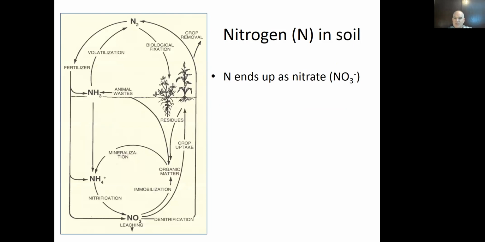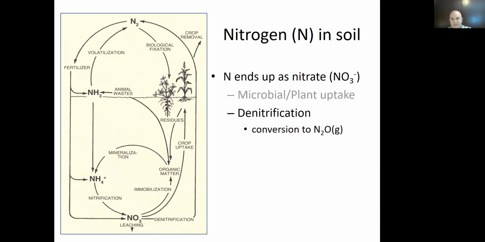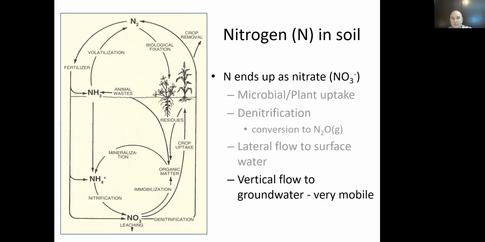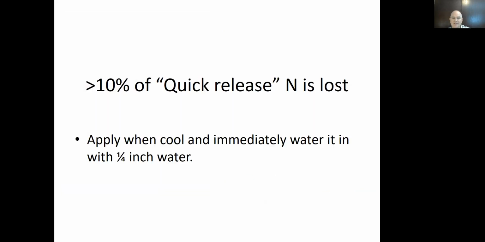If we think about the nitrogen cycle, we need to remember that nitrogen ends up as nitrate, and plants can take that up as well as microbes. But everything in the nitrogen cycle is moving in that direction towards nitrate. We can lose that to denitrification. We can get lateral flow to surface water. We can also get vertical flow, which we call leaching, to groundwater because nitrate's so mobile. So it behooves us to use these controlled release fertilizers because it helps slow this down and we get less loss.